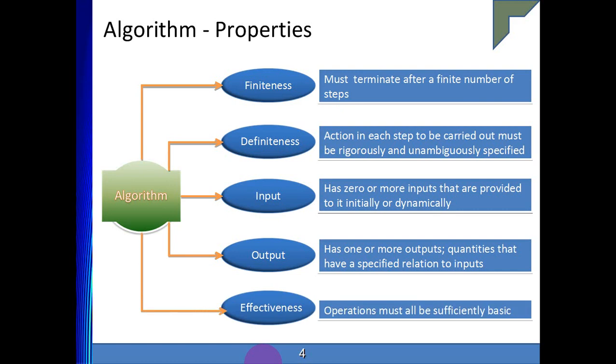Effectiveness. Operations must all be sufficiently basic. Yes, effectiveness is very important. Operations must be sufficiently basic. So in the addition of two numbers, you are adding the two numbers.